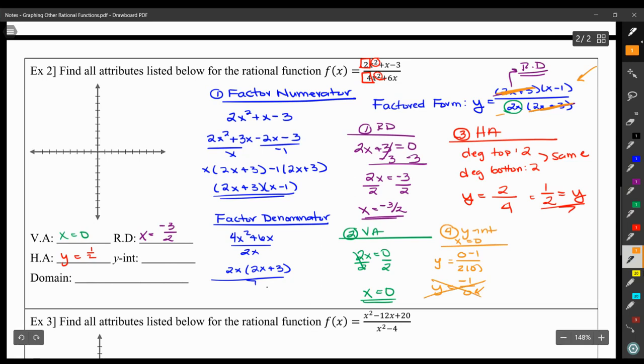So that means I don't have a y-intercept. Because if you notice, that's where the vertical asymptote is. You'll never hit the y-axis because that's the boundary line. So that means I need another point to help me graph.